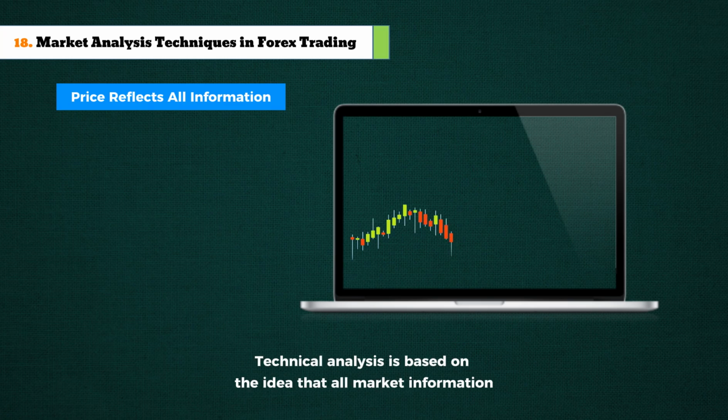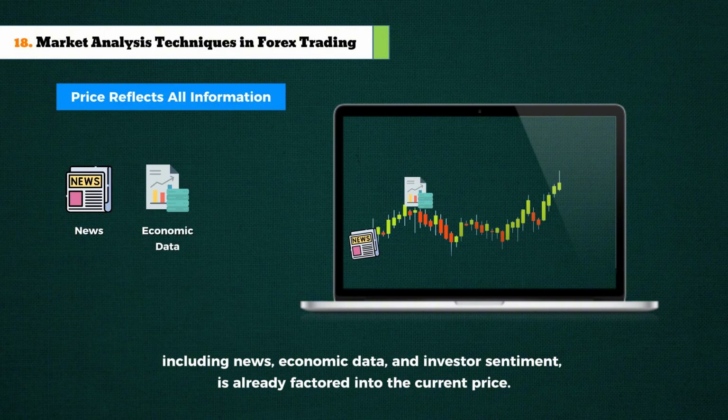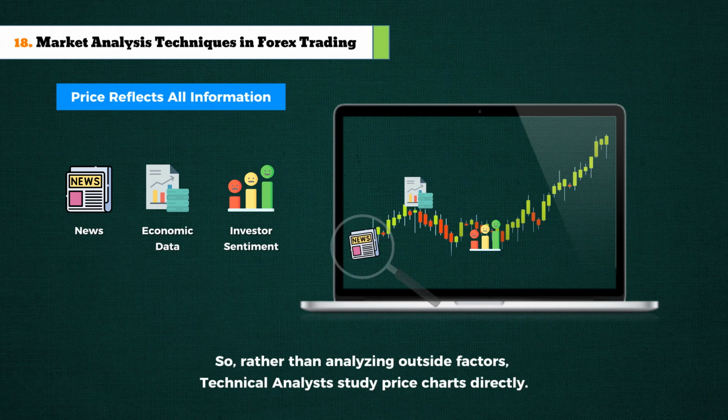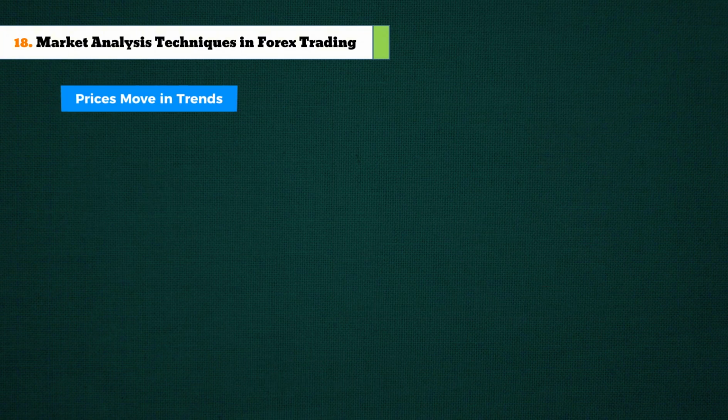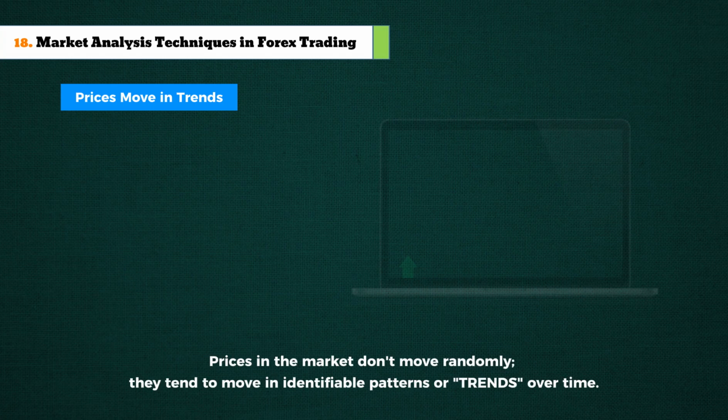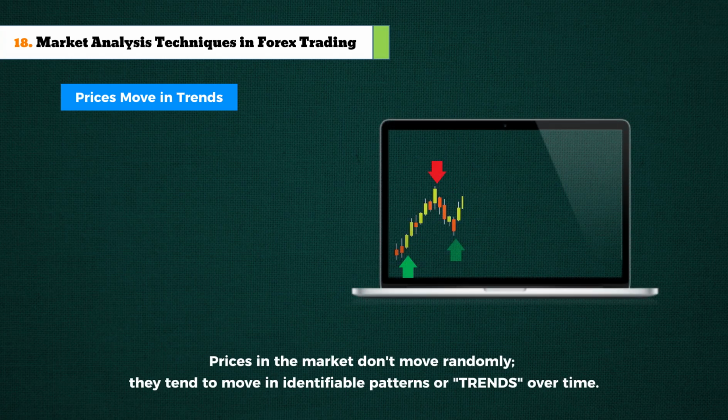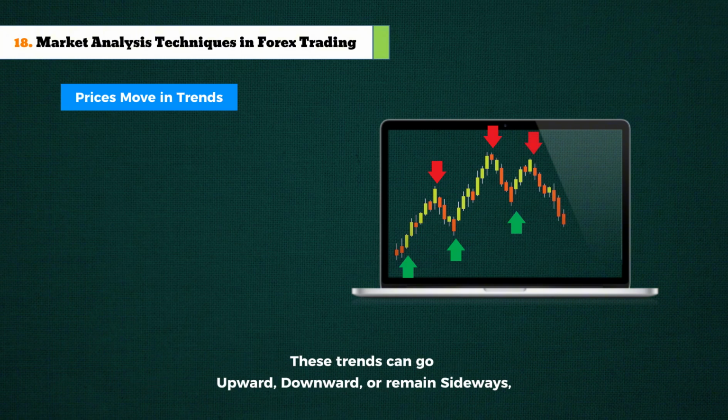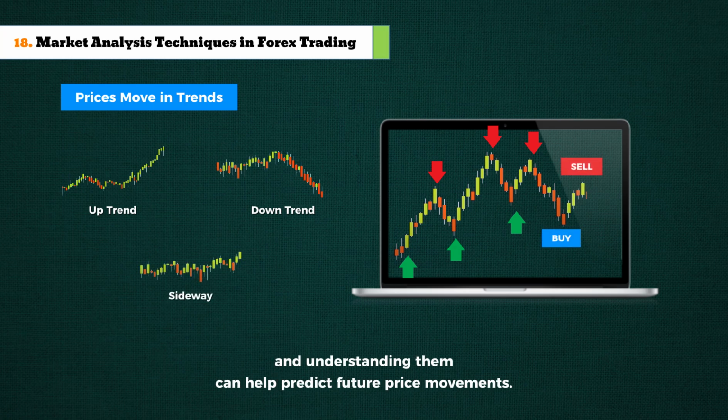Technical analysis is based on the idea that all market information, including news, economic data, and investor sentiment, is already factored into the current price. So, rather than analyzing outside factors, technical analysts study price charts directly. Secondly, prices move in trends. Prices in the market don't move randomly. They tend to move in identifiable patterns or trends over time. These trends can go upward, downward, or remain sideways, and understanding them can help predict future price movements.